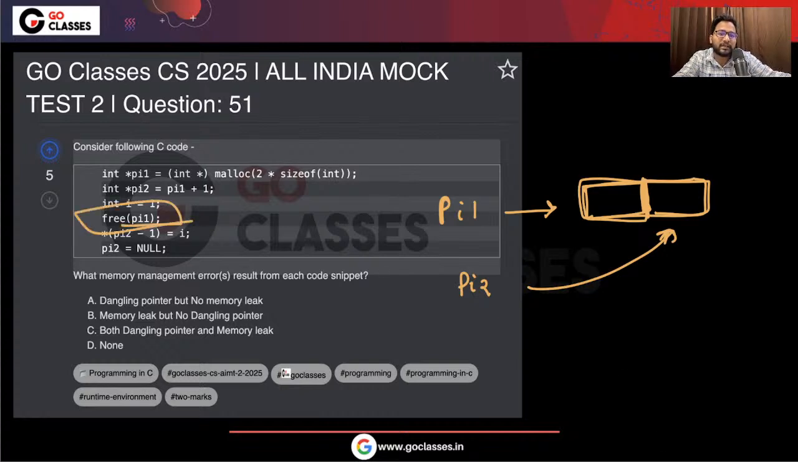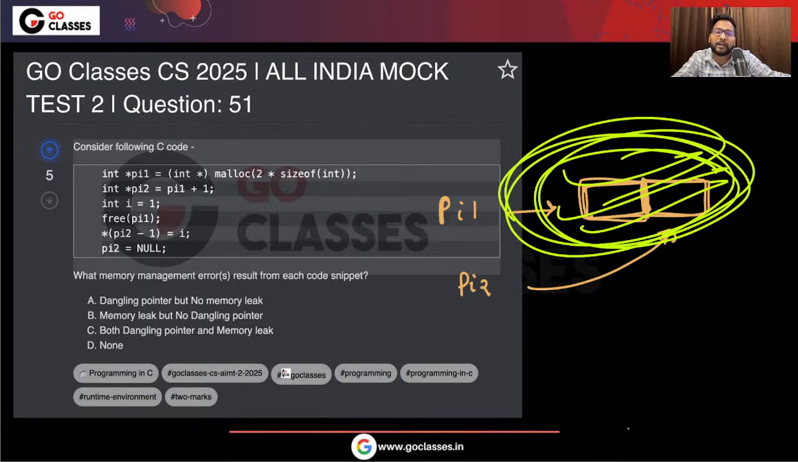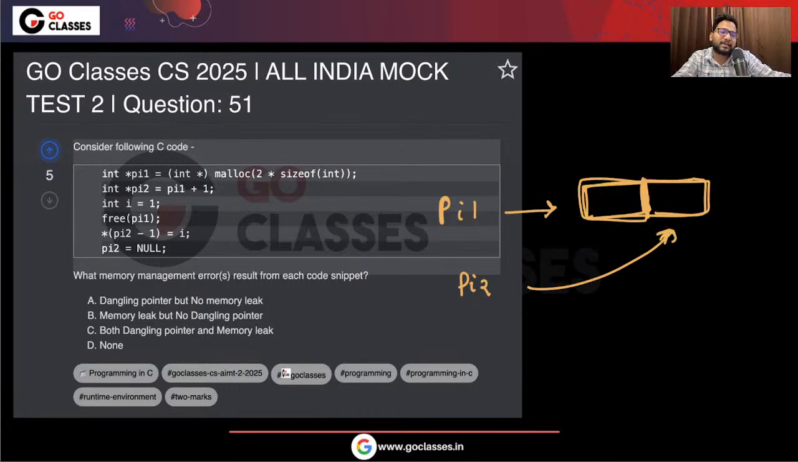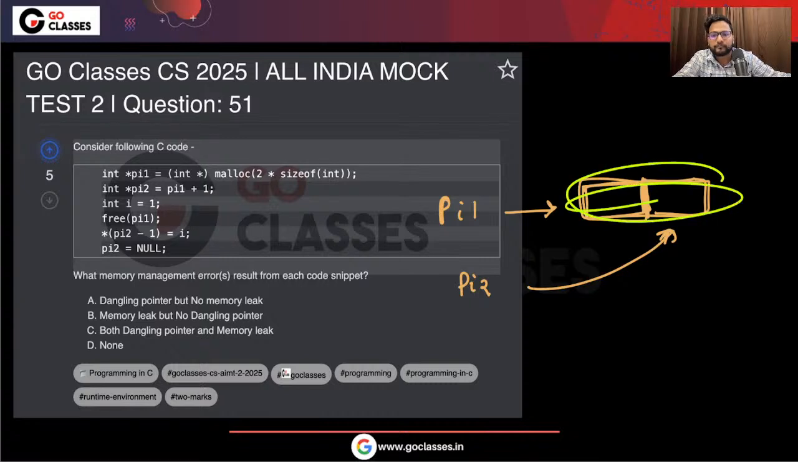So basically they are saying that you completely free it up. It means that this particular memory is free to use. Whatever pi1 is pointing to, it doesn't mean that it will just free up one element. No. Whatever you have allocated using malloc, it will free up the complete memory. So this complete memory will get freed up, right?